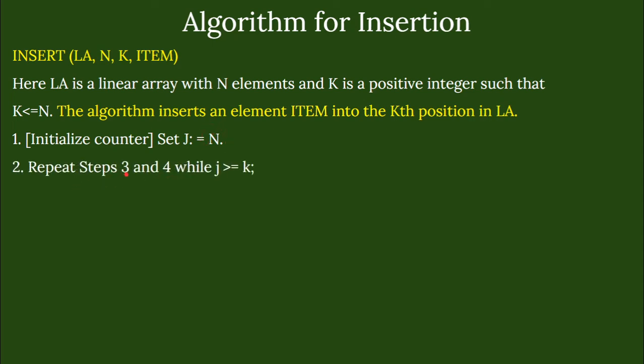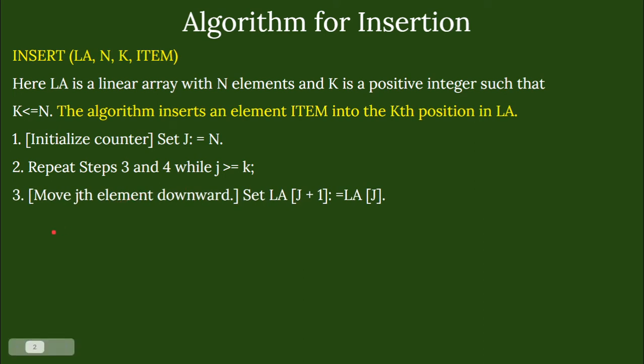Repeat steps 3 and 4 while j is greater than or equal to k. What this means is, as long as j is greater than or equal to k, we have to repeat steps 3 and 4. Step 3 moves the element downward, and that is done by the statement set LA of j plus 1 equal to LA of j. That means if you want to insert an element at one position, we have to make space for that element, so we push the elements downwards.